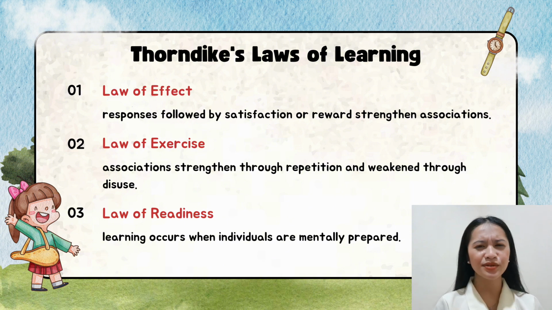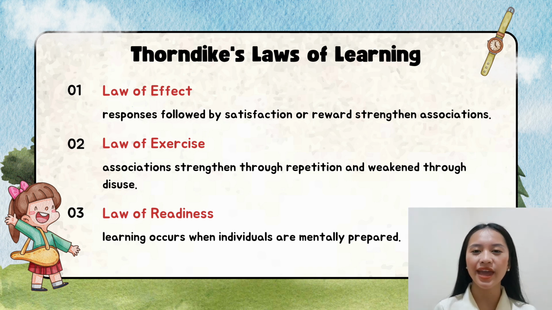And now, let us proceed with Thorndike's laws of learning. First, we have the law of effect. The law of effect states that satisfaction or reward strengthens association. Thorndike's law of effect states that behaviors followed by satisfying or pleasant consequences strengthen the connection between stimulus and response. Conversely, behaviors followed by unpleasant consequences weaken the connection, reducing future occurrences.